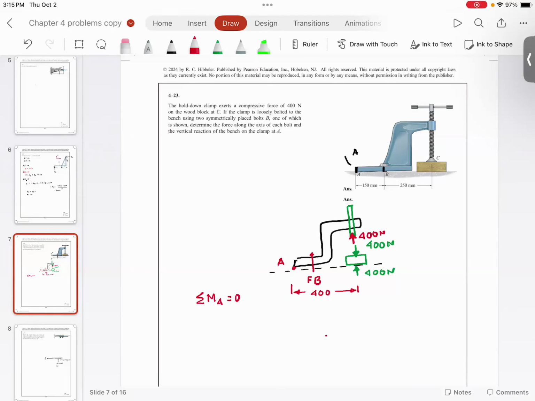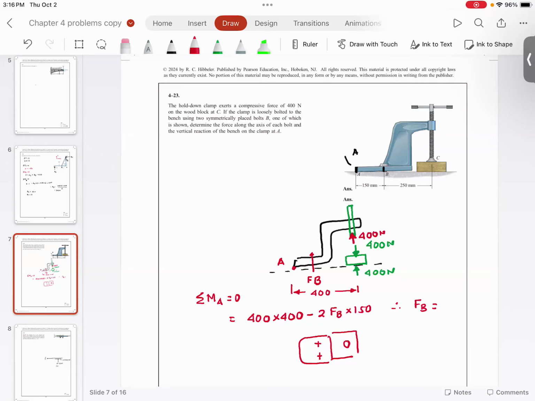So if you look at the top view, you're going to find one bolt here, and you're going to find one bolt here. So there will be two forces. So summation of moment is you have 400 Newton multiplied by 400, and that will be cancelled by 2 times FB times 150, and that will give you the force in each bolt.